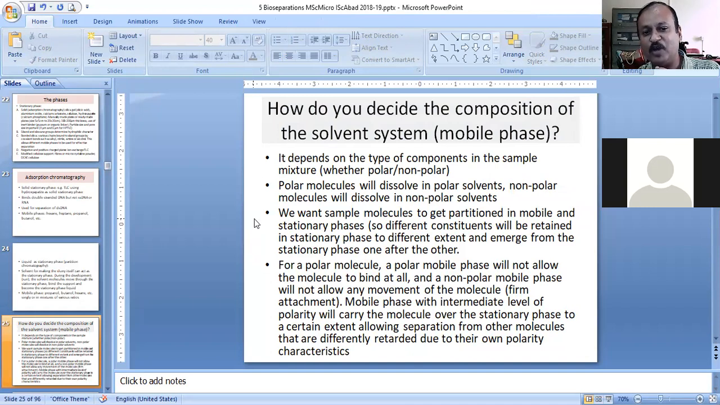Depending upon the types of molecules we have in the sample, we are going to adjust the polarity of the solvent system in such a way that neither the sample components move very fast with the solvent system, nor do they remain at one place on the stationary phase. There should be an intermediate level of polarity of the solvent system so that all the sample components will move on the surface and will not be carried very fast with the solvent system.